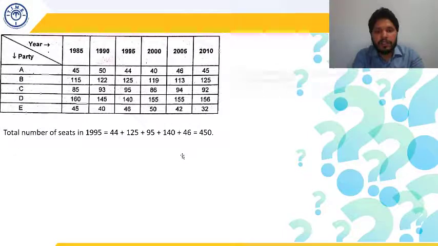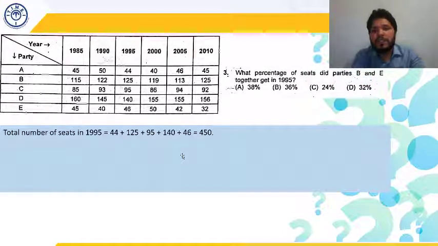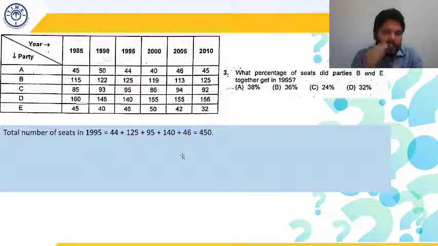So the next question is, what percentage of the seats did party B and E together get in 1995? What we need to find out in this question is the total number of seats that were available in 1995. This is going to be the sum of all the party seats.